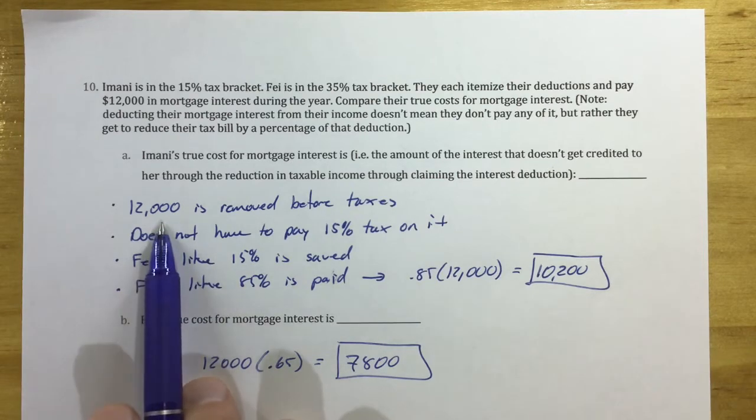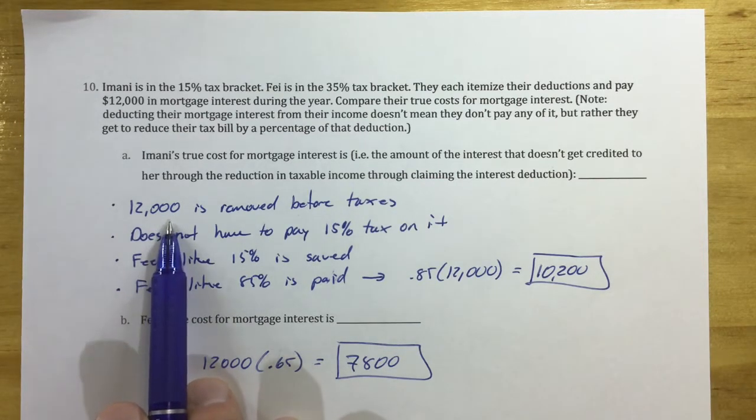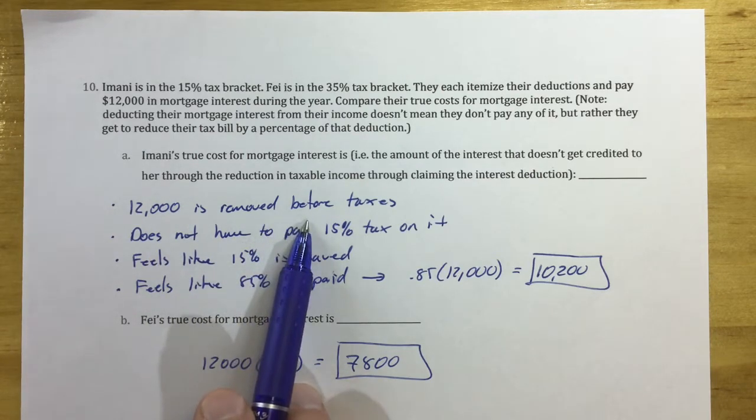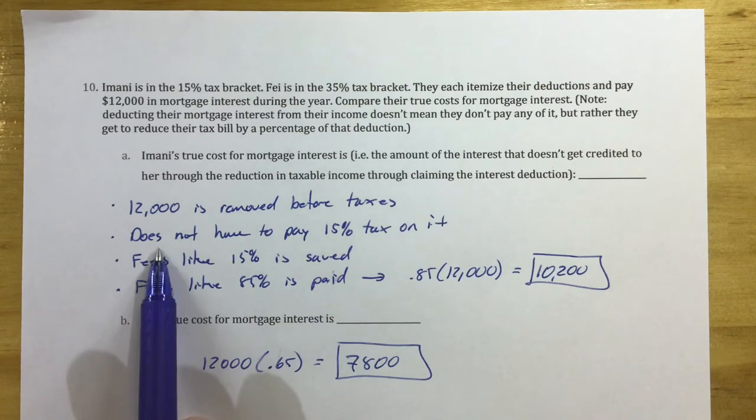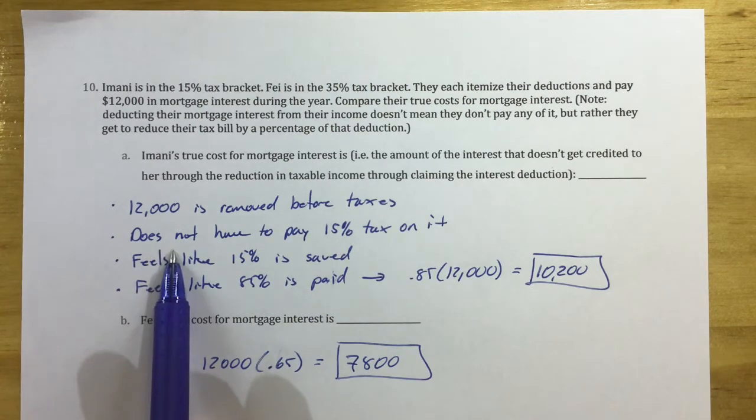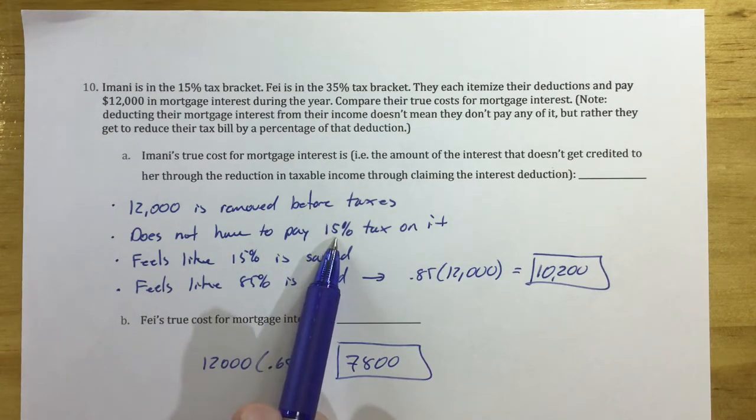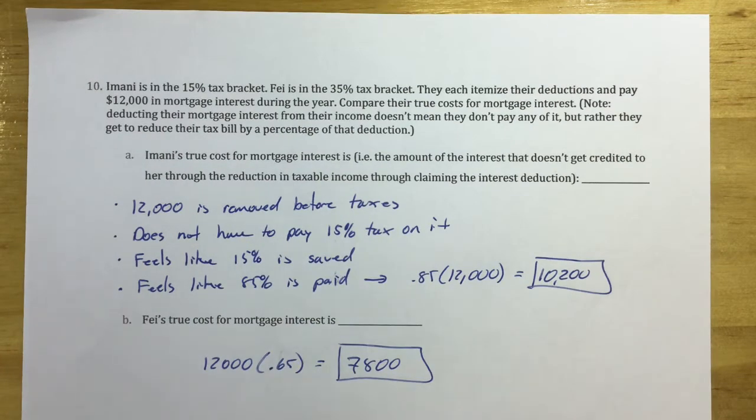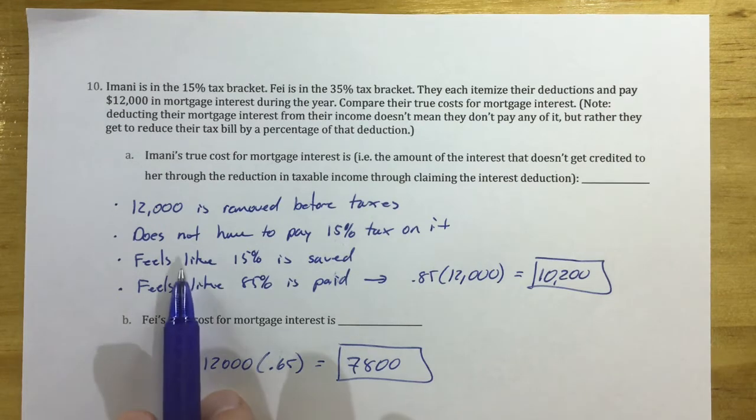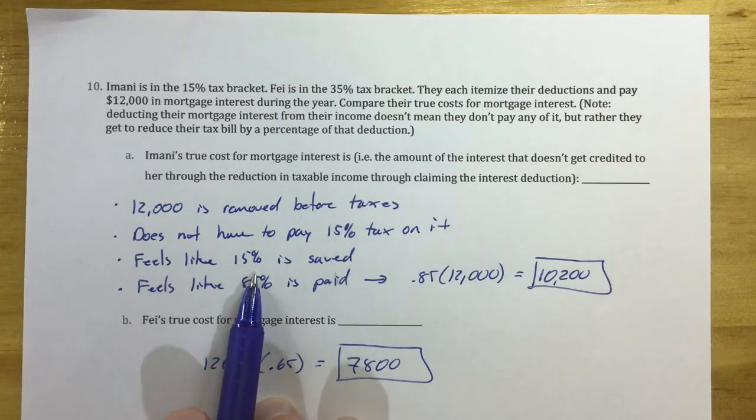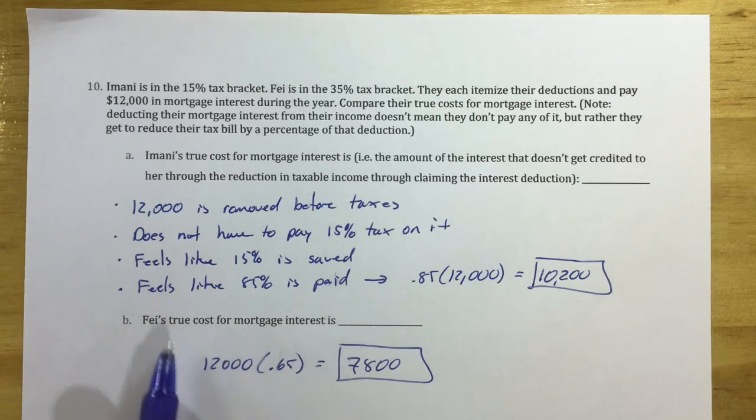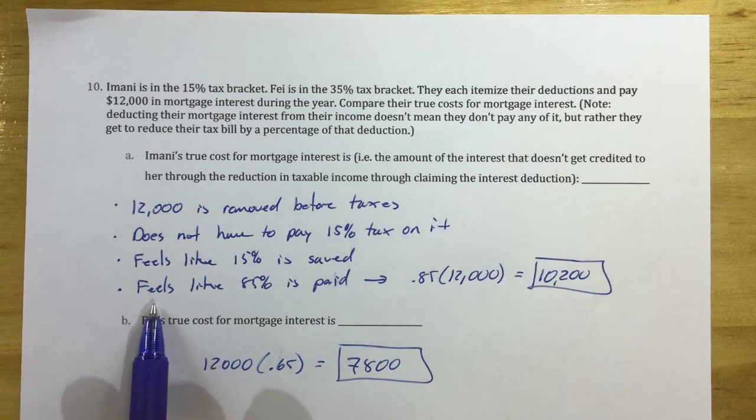Okay, so the $12,000 at the beginning, it's going to get removed before taxes are calculated. Okay, so that 15% is not going to get taken away from $12,000. The 15% is not going to be taxed from it. So that's almost like 15% of that money goes back to her. Okay, it feels like she saved 15% on all of that because she's not paying taxes on it.